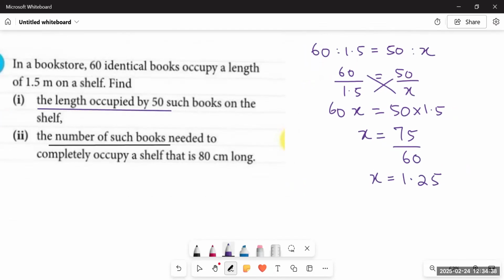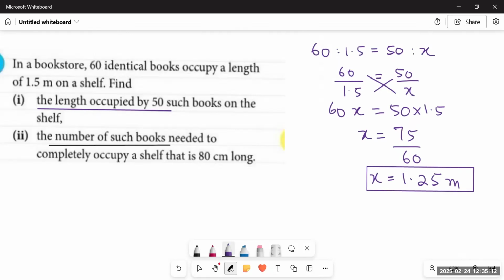I told you when the number of books would be less than 60, the length occupied by the number of books would be less than 1.5. That is, the less the number of books, the less space would be occupied by them. The more the number of books, the more space would be occupied by them. So the answer to this would be x is equals to 1.25 meters. That is, 50 books would occupy 1.25 meters if 60 books occupy 1.5 meters.